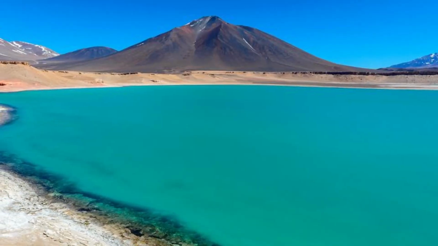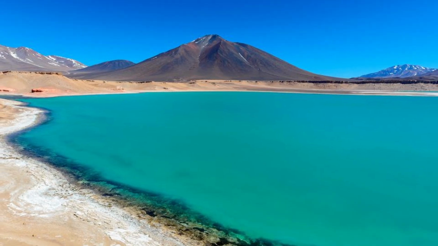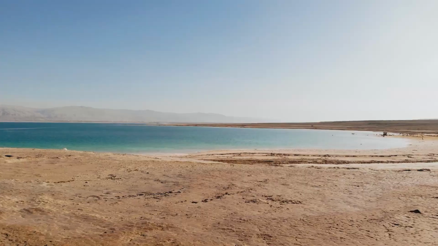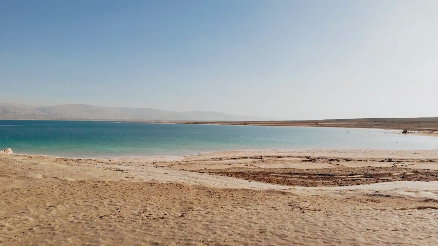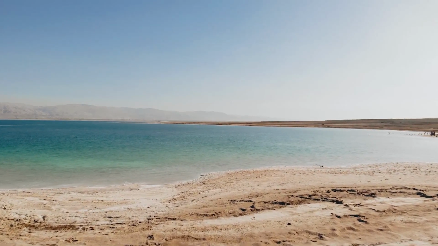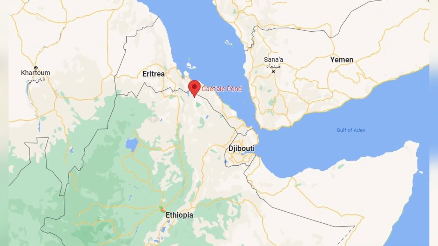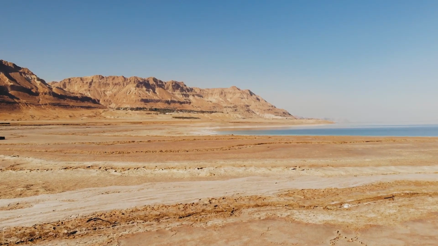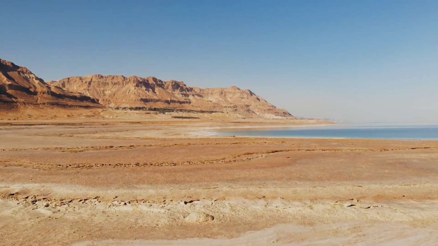Ojos del Salado is a lake located at the border between Chile and Argentina, and it sits at the highest altitude, 6,390 meters. In contrast, the Dead Sea is the lowest lake, located at -418 meters. It is also a lake with a very high saline concentration, about 34%. Side note here, the highest saline lake is Gaet'ale Pond in Ethiopia. Now back to the Dead Sea, it is also the deepest hypersaline lake in the world, 300 meters.